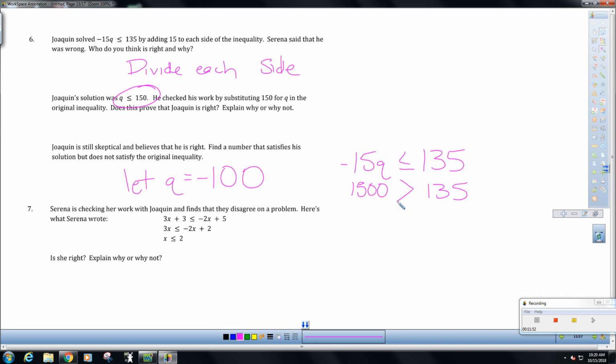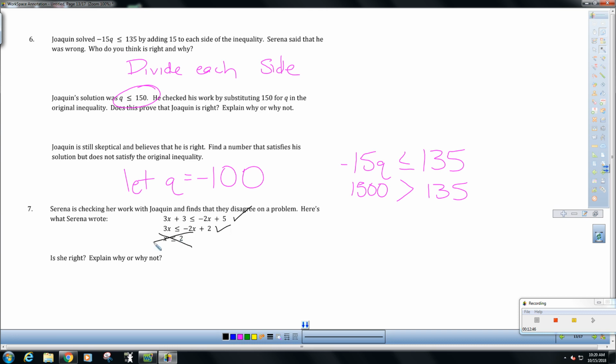Okay? Serena's checking her work. We're on to number 7 now with Joaquin, and finds that they disagree on a problem. What a surprise. Here's what Serena wrote. So this was the problem she wrote down. How did she get from step 1 to step 2? It looks like she subtracted 3 from both sides. We're allowed to subtract 3 from both sides, and it looks like she did that accurately. Okay? It then looks like she subtracted 2x from both sides. No, she should have added 2x to both sides. So this is the wrong step.